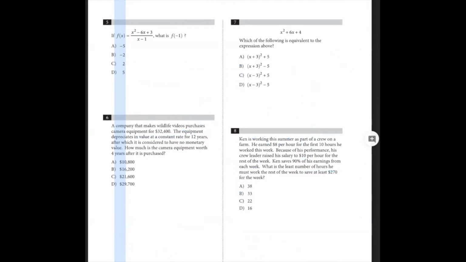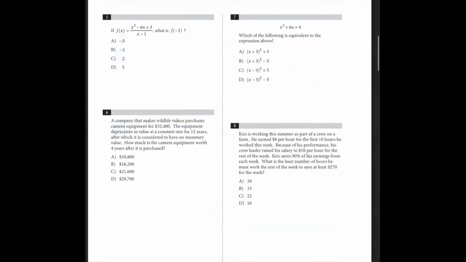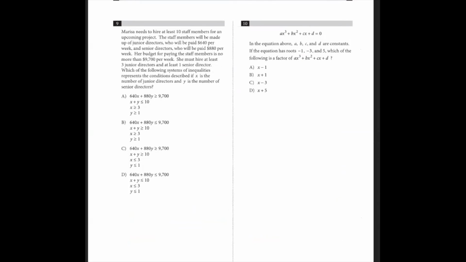Moving on to number 9. It's already 12:23. So I'll do number 10 because number 9 is something that we've done before, and I want to make sure that we get to the harder ones of this section.